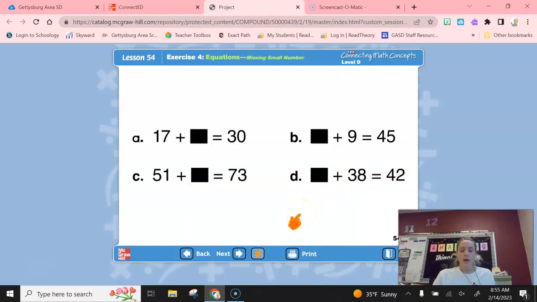Okay? All right, you guys have some work in your workbook to do, so you are going to finish each of the workbook parts. We did 1 and 2 together. You're going to finish the rest.